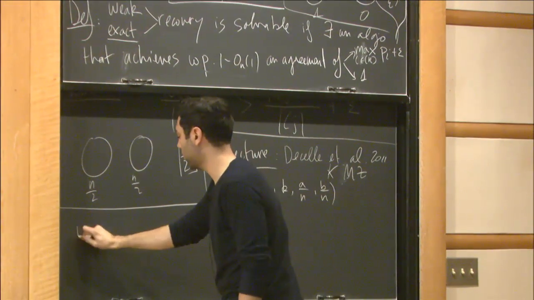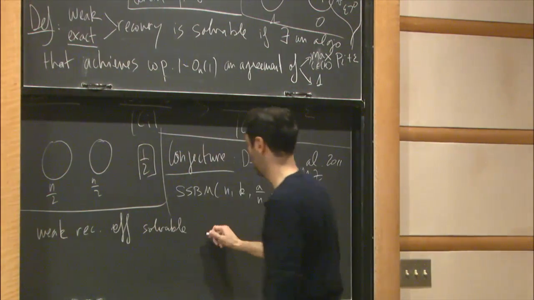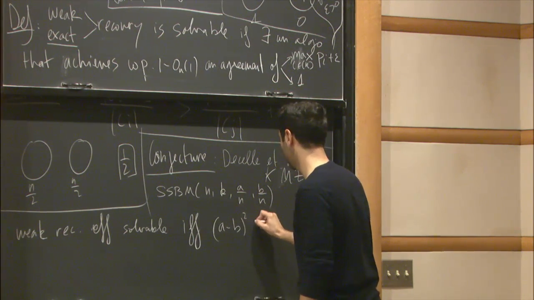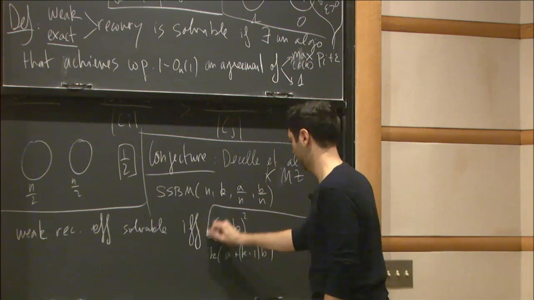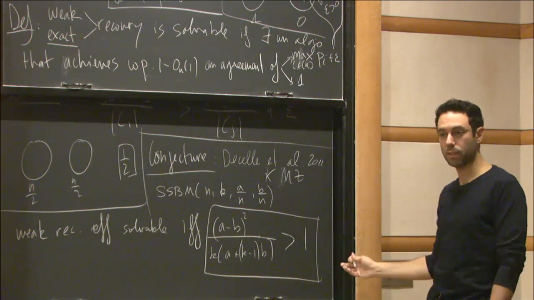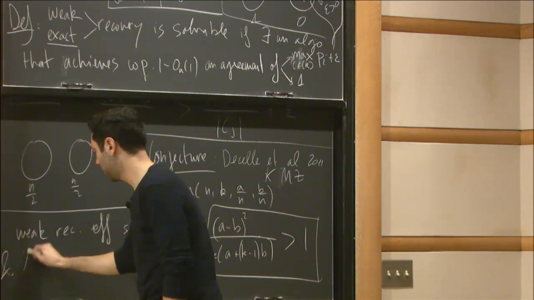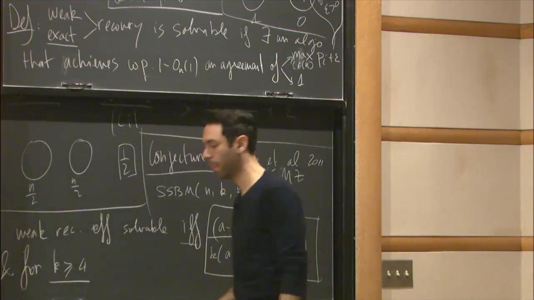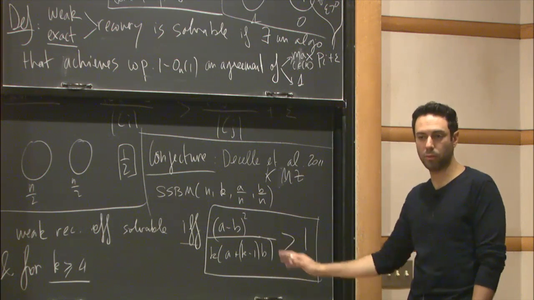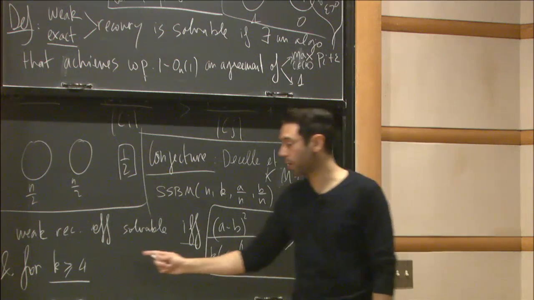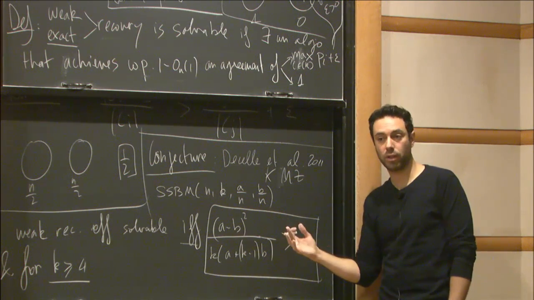So the conjecture says that weak recovery is efficiently solvable if and only if (a - b)^2 is more than k(a + (k-1)b). So they had a very precise expression for when this is possible with an if and only if statement. Further, they also conjecture that moreover, for k more than 4, we'll see in a second where this expression comes from. But they say that for k more than 4, you can actually solve weak recovery below 1 for this ratio, but no longer efficiently, but with information theory.